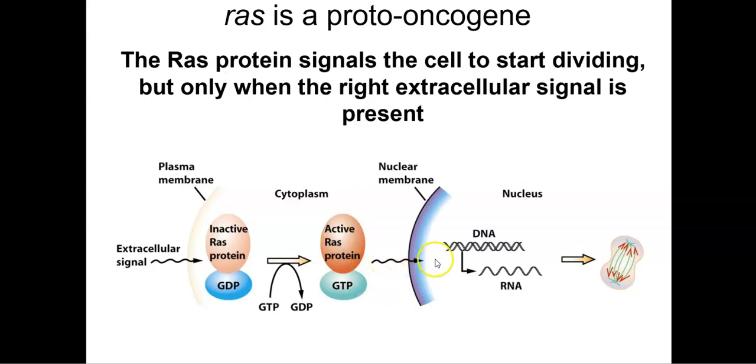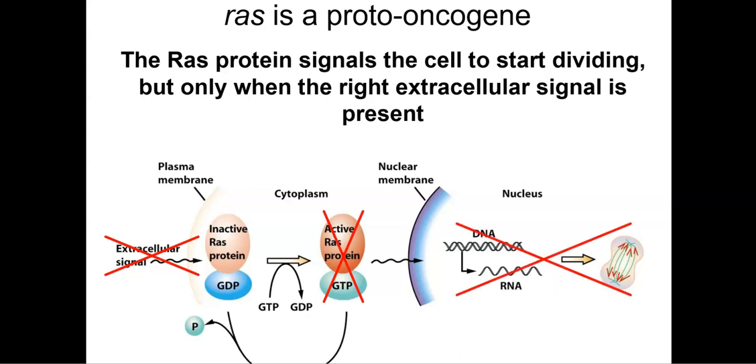Once it becomes active, it gets transferred through the nuclear pore, through the nuclear membrane, and then it activates DNA transcription that produces RNAs that produce proteins that are involved in the cell cycle, right? Now, if we didn't have an extracellular signal, then we wouldn't have an active form of RAS, and we wouldn't get any RNA to tell the cell cycle to go.